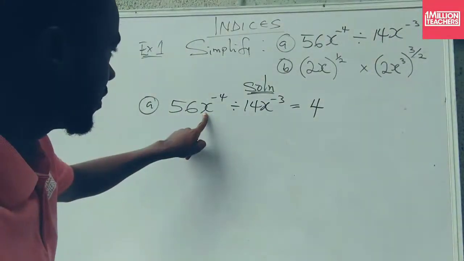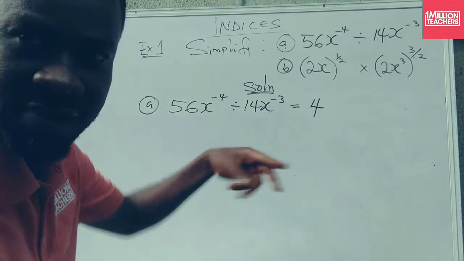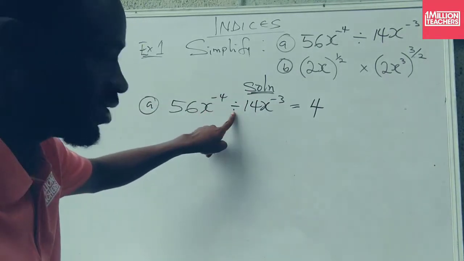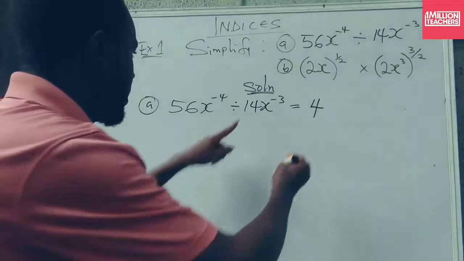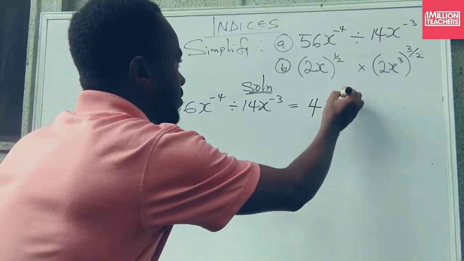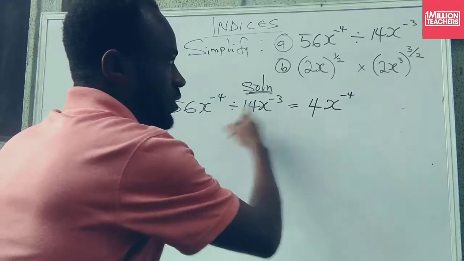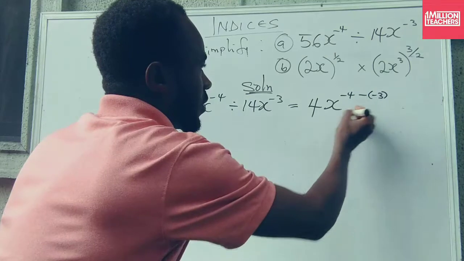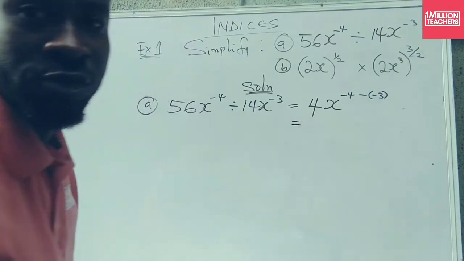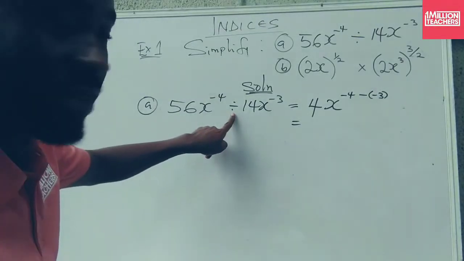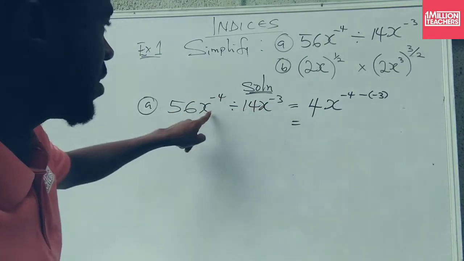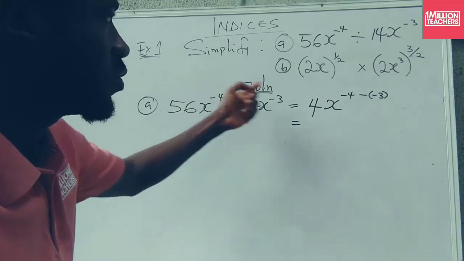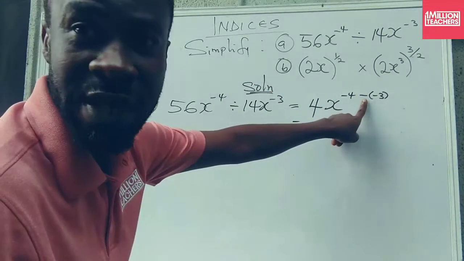Now this is x, this is x, the same base, but their powers are different, so we are going to apply our division law to this. That gives us x raised to the power of minus 4, division is minus, and then minus 3. Recall that we said all you have to do whenever you have a division sign is subtract the powers. The power here is minus 4, the power here is minus 3. So we subtract the power of the second one from the power of the first one. That's what is happening here.